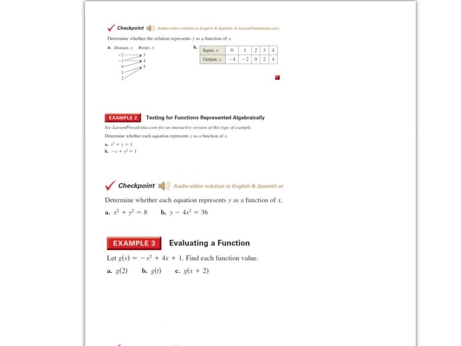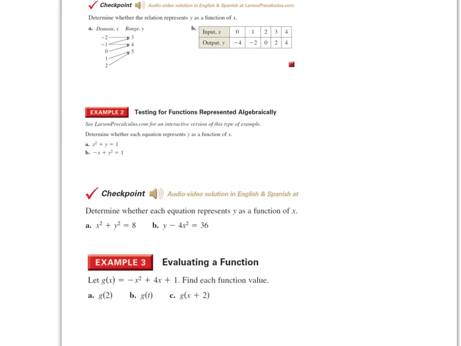Here, we're going to skip the testing function there, and we're going to take a look at the next one. Example 2, testing for functions represented algebraically. For example 2, we take a look at x squared plus y equals 1. One of the ways we could do this is solve for y. So y is equal to negative x squared plus 1. That means I can put x's in there, and I'm always going to get that one y value.